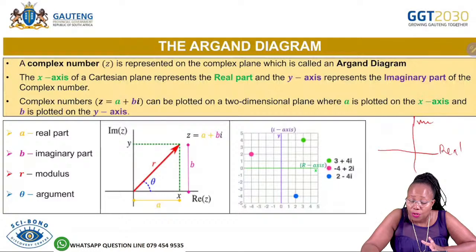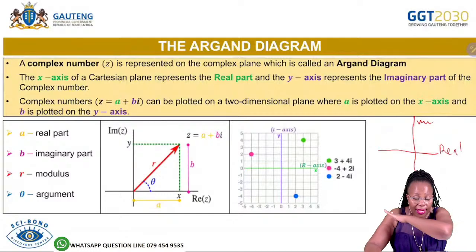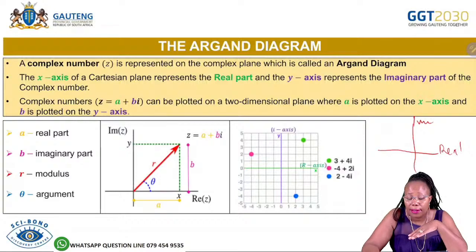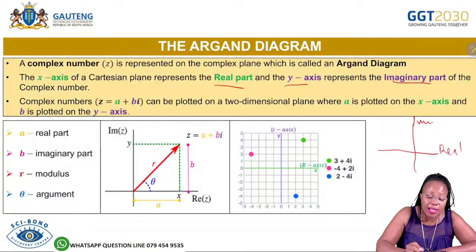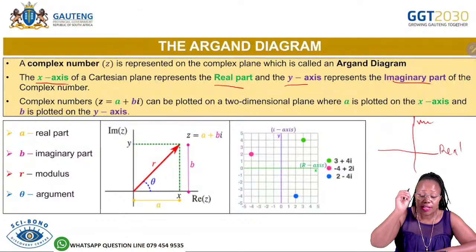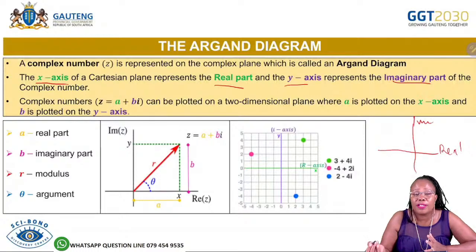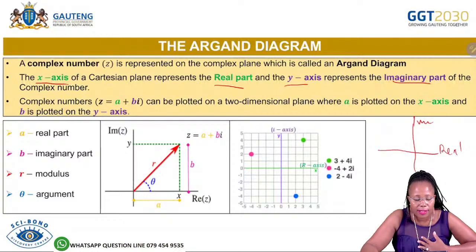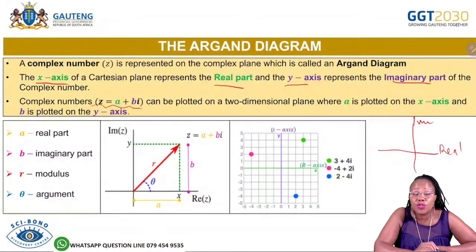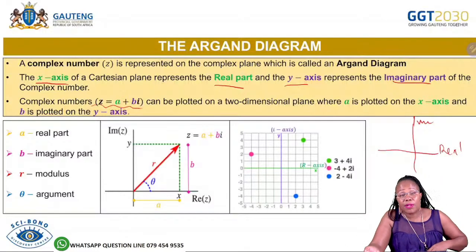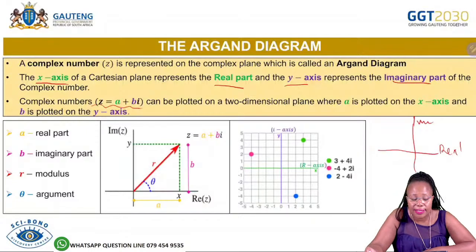So your real part will be represented on the x-axis, and the y-axis will represent your imaginary part on the same Cartesian plane that we are used to. It's just that now we call this Cartesian a complex plane because we are now talking imaginary. We are also talking the real line there. So we are still using the complex number z equal to a plus bi, and then this will be plotted on that complex plane, and then the diagram that we produce there is an Argand diagram.